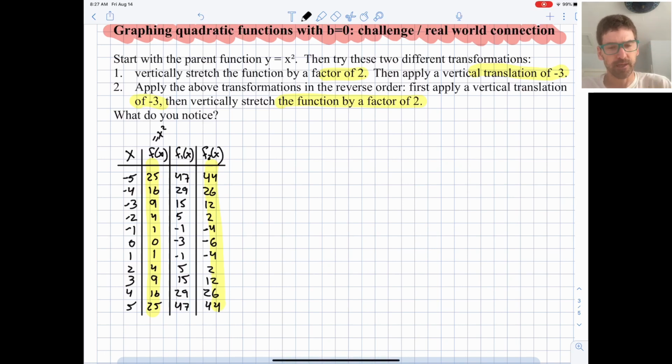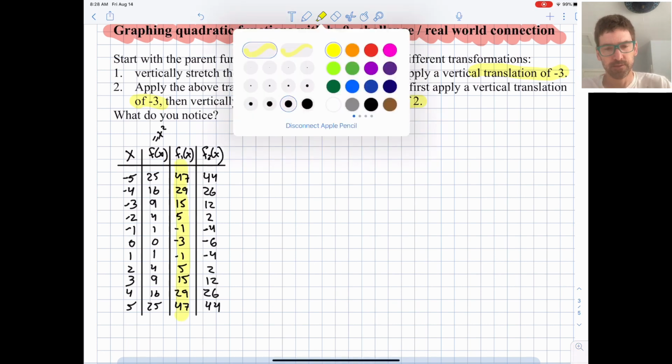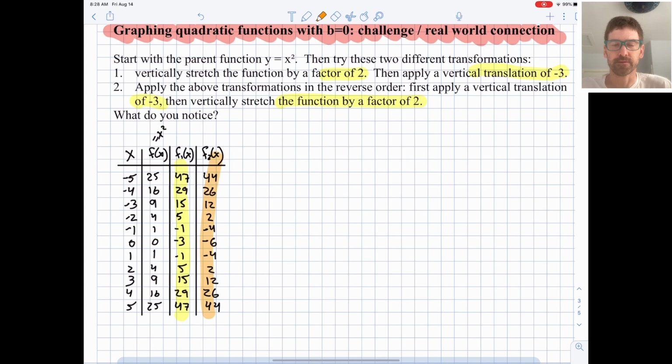It looks like, and just to be specific, just to be clear here, we're looking for a pattern between our f1 values and our f2 values, okay? So those are the results of doing the same transformation but in a different order. It looks like they're all off by 3, right? f2 is always 3 less than f1. So let's see if we can figure out why that is.